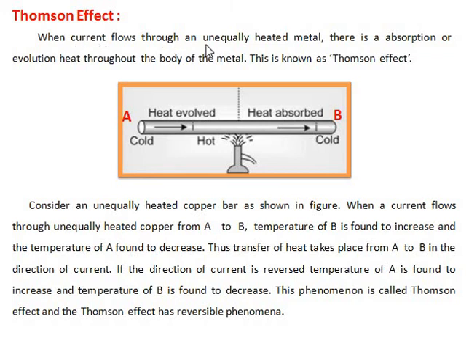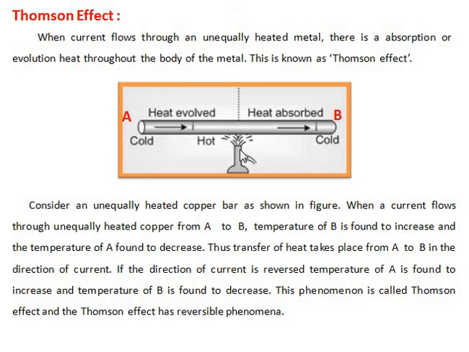When a current flows through an unequally heated metal, there is an absorption or evolution of heat throughout the body of the metal. This is known as the Thomson effect. So dear students, here is the copper bar. A is the first end and B is the other end of the copper bar. When this copper bar is heated at the middle, it means we are heating the bar unequally.